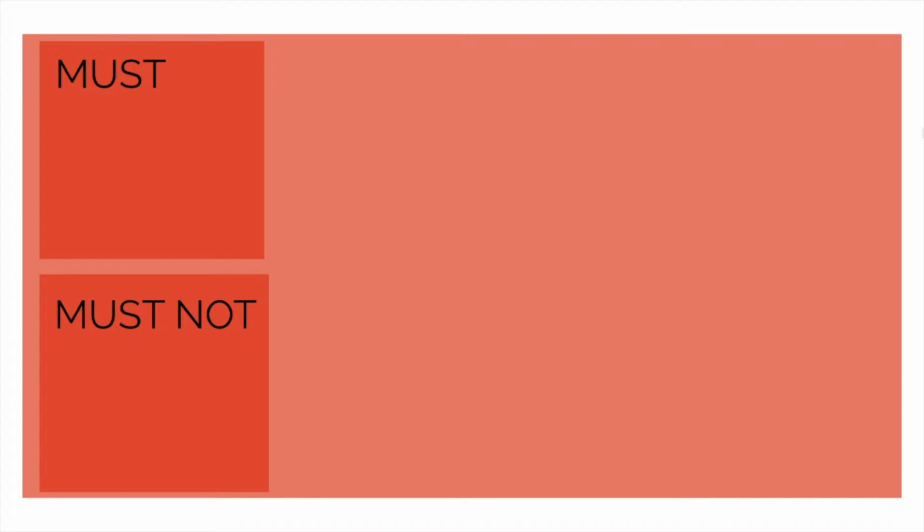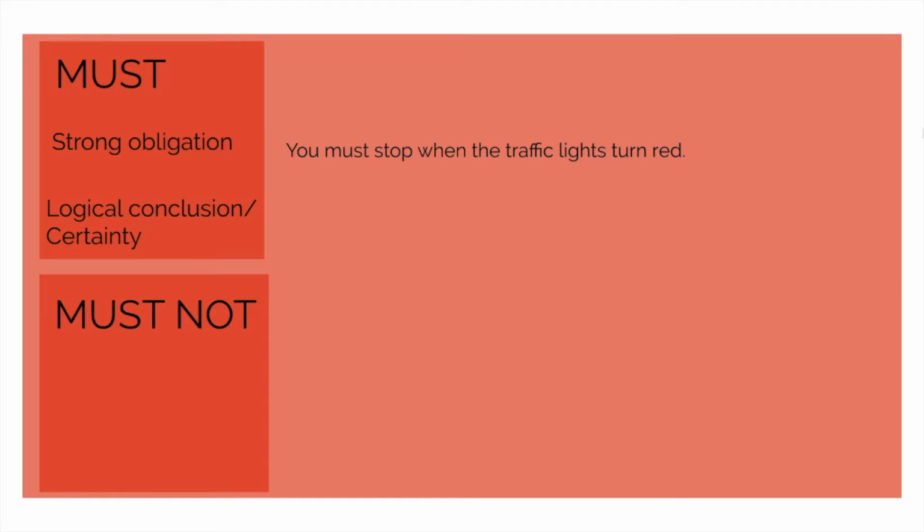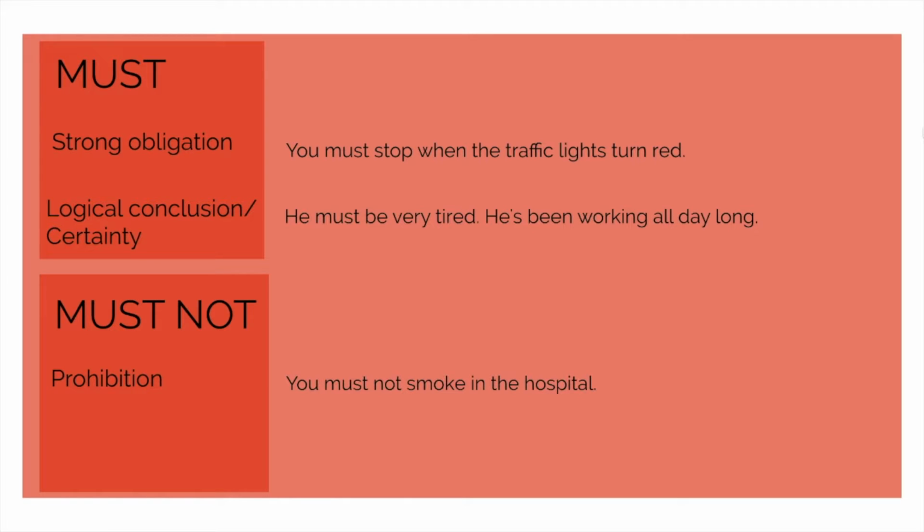Must and must not can express different things. Must, for example, can express strong obligation. You must stop when the traffic lights turn red. Must can also express logical conclusion or certainty. He must be very tired. He's been working all day long. Must not can express prohibition. You must not smoke in the hospital.